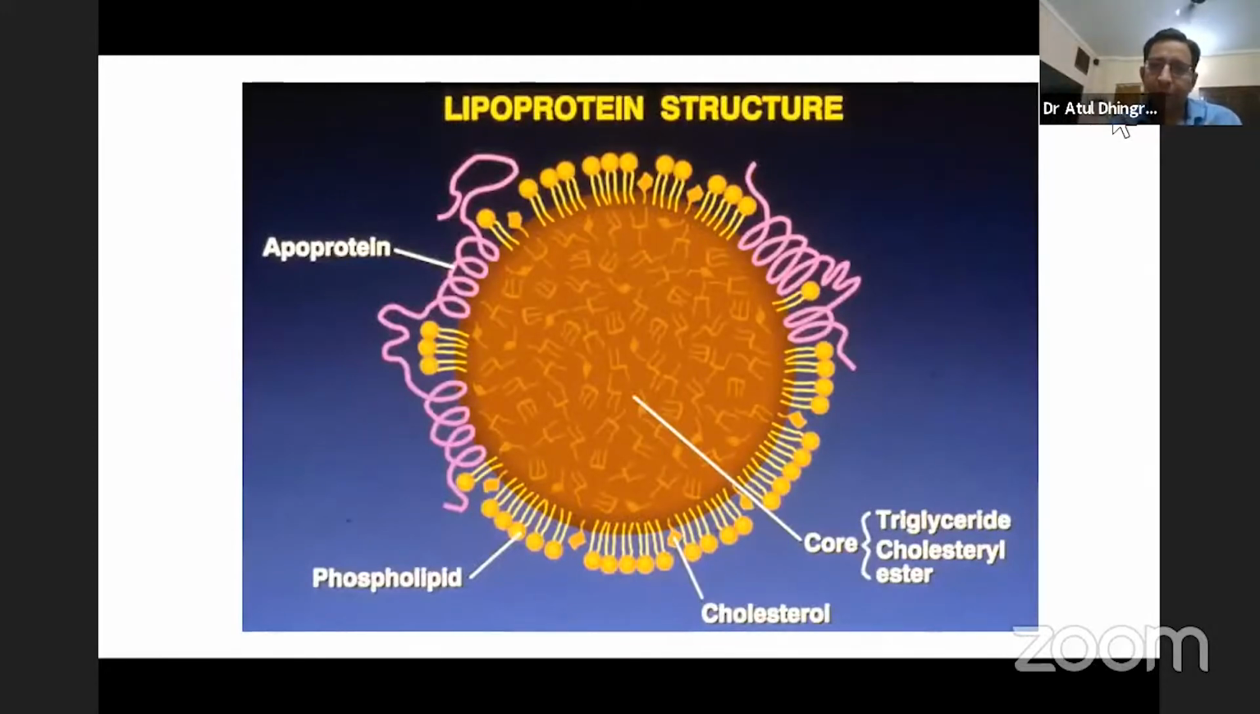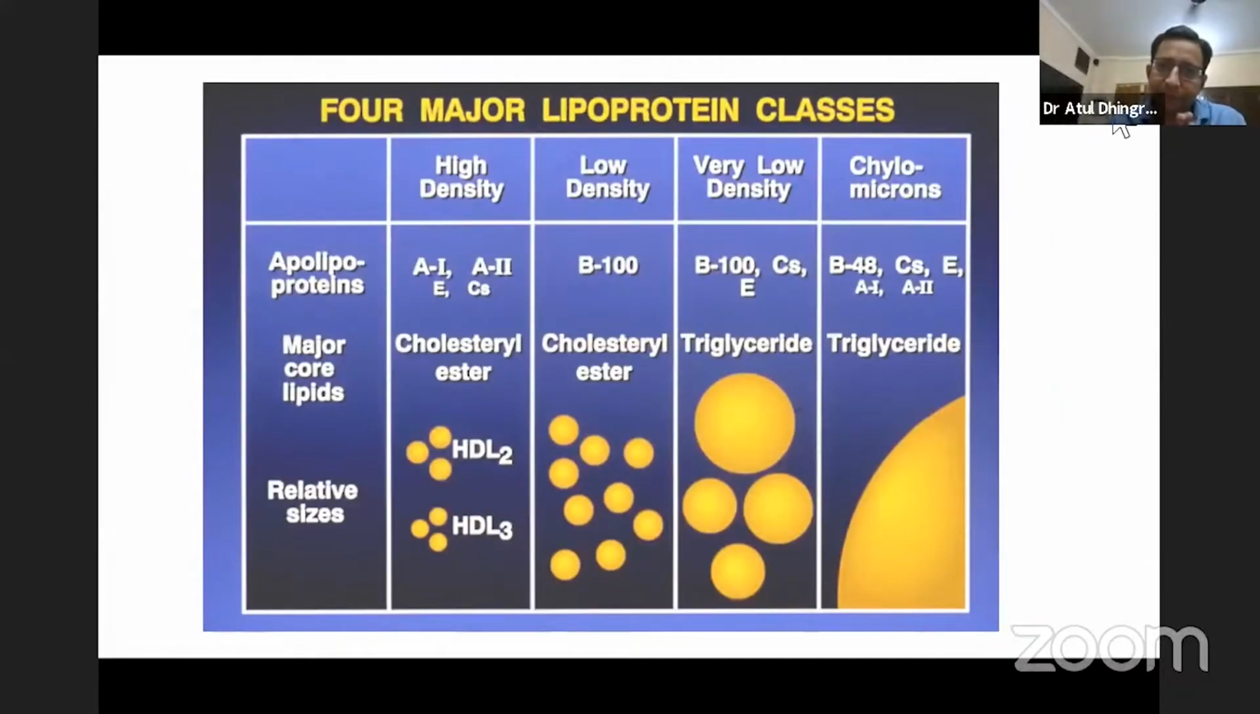So if we talk about physiology of lipid metabolism, this is a very brief overview. If we look into the lipoprotein structure, lipoprotein in its core contains triglyceride or cholesterol ester. The outer boundary consists of hydrophobic cholesterol esters, and there are phospholipids and apolipoproteins, which not only govern their function, but also are important inducers of various other enzymes. The four major lipoprotein classes are high density, low density, very low density, and chylomicrons.